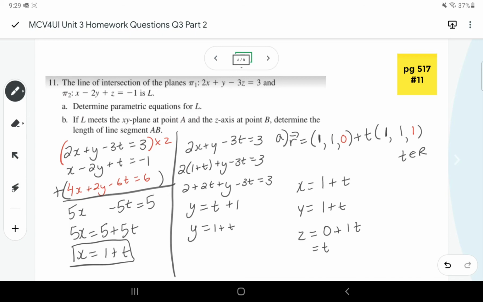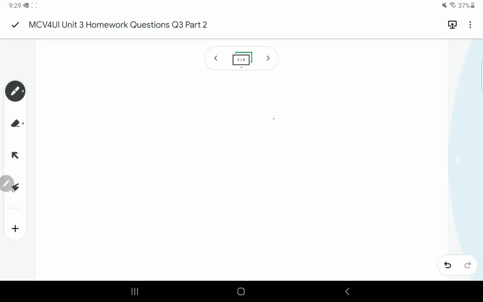So we want to find if L meets the xy plane at point A and the z-axis at point B, determine the length of line segment AB. Okay. We'll take this 1, 1, 0 and 1, 1, 1. That's pretty easy. Here's my line: 1, 1, 0 plus t times 1, 1, 1.